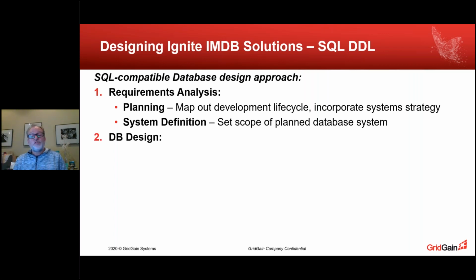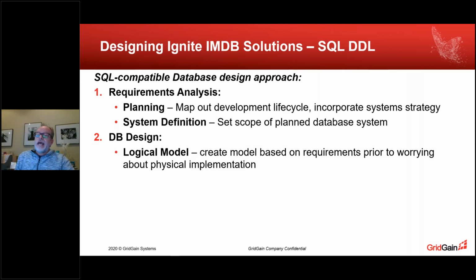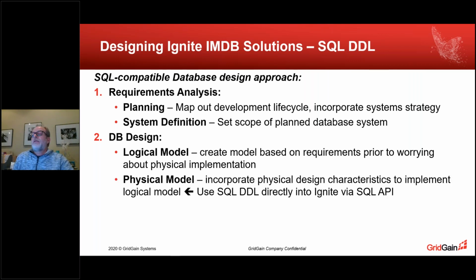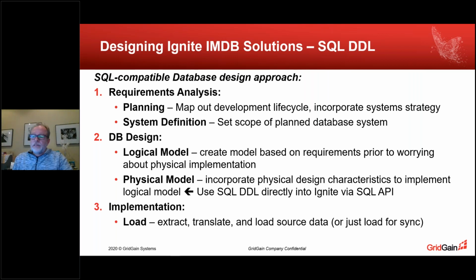Then that moves you on to the database design phase. And you're going to start with a model-based approach, looking at what your requirements are. And you're going to do that first before worrying about the physical implementation. But then, after you've got your logical model, you look at incorporating some of the physical design characteristics to implement that logical model. And here you can use the SQL DDL directly in Ignite via the SQL API. Then for implementation, you're going to take that physical model, load data into it, and extract, translate, and load the source data.